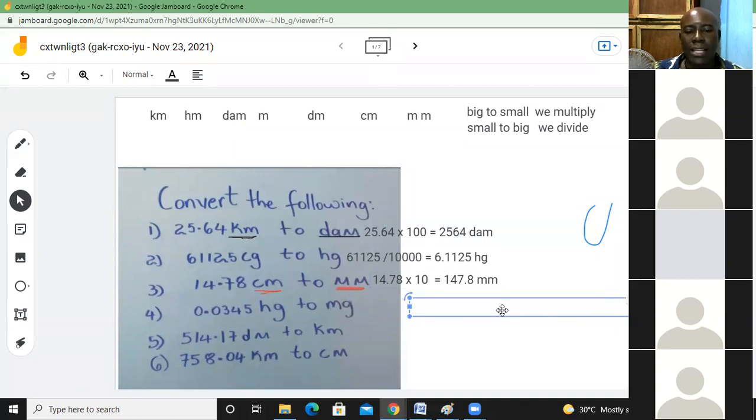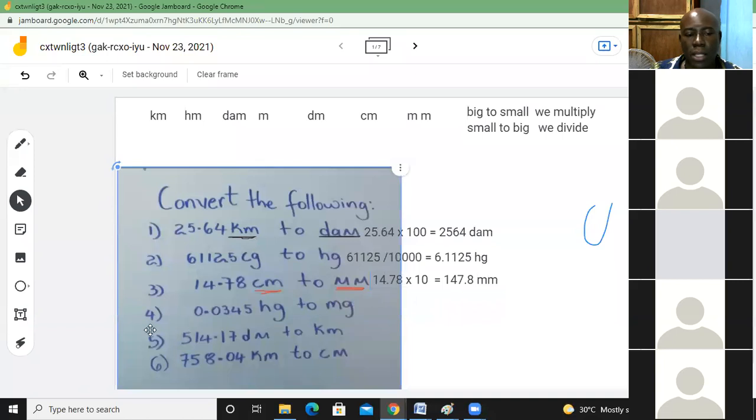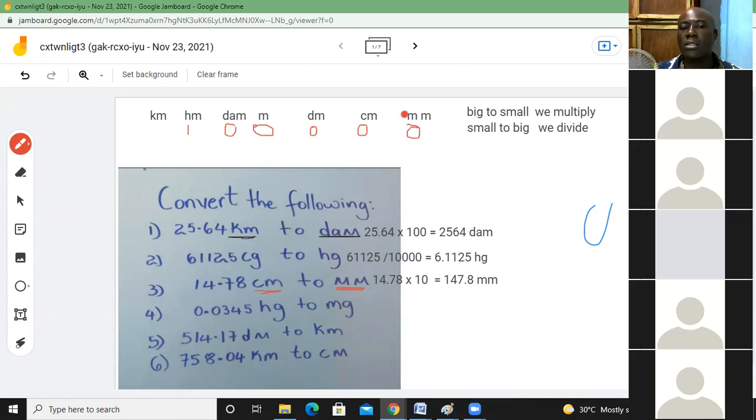All right, now let us quickly look at this one. It says 0.0345 hectogram to milligram. So let's look at where we're going. We're going all the way from hecto, which is here, all the way to milli. That is 100,000. That's the relationship. Everybody can see that? It's 100,000. All right, good. So that relationship is 100,000.